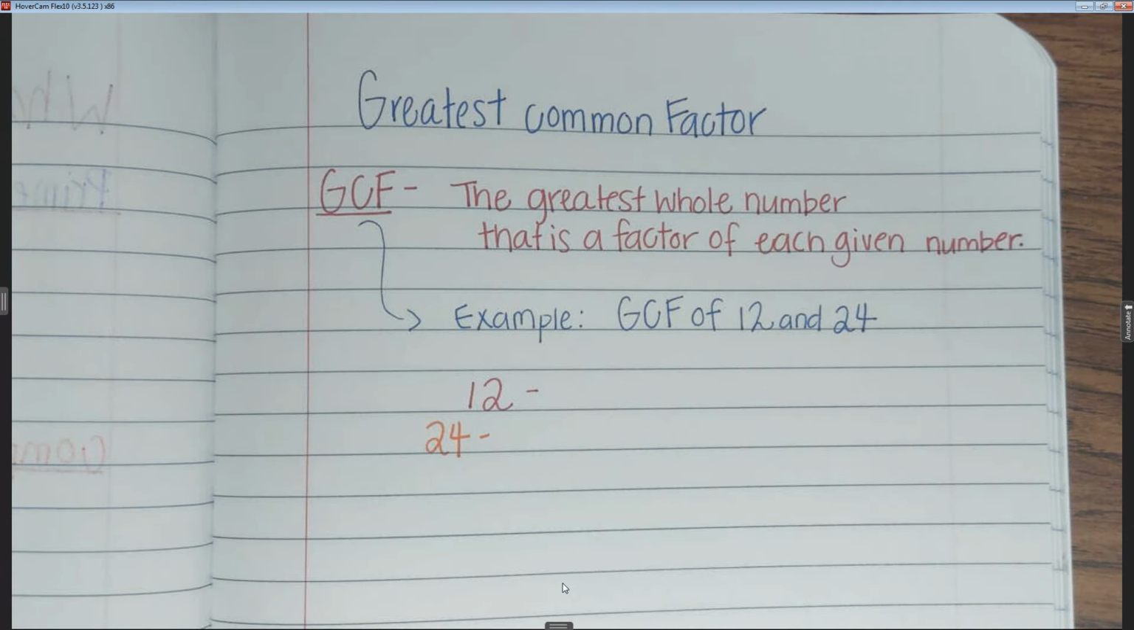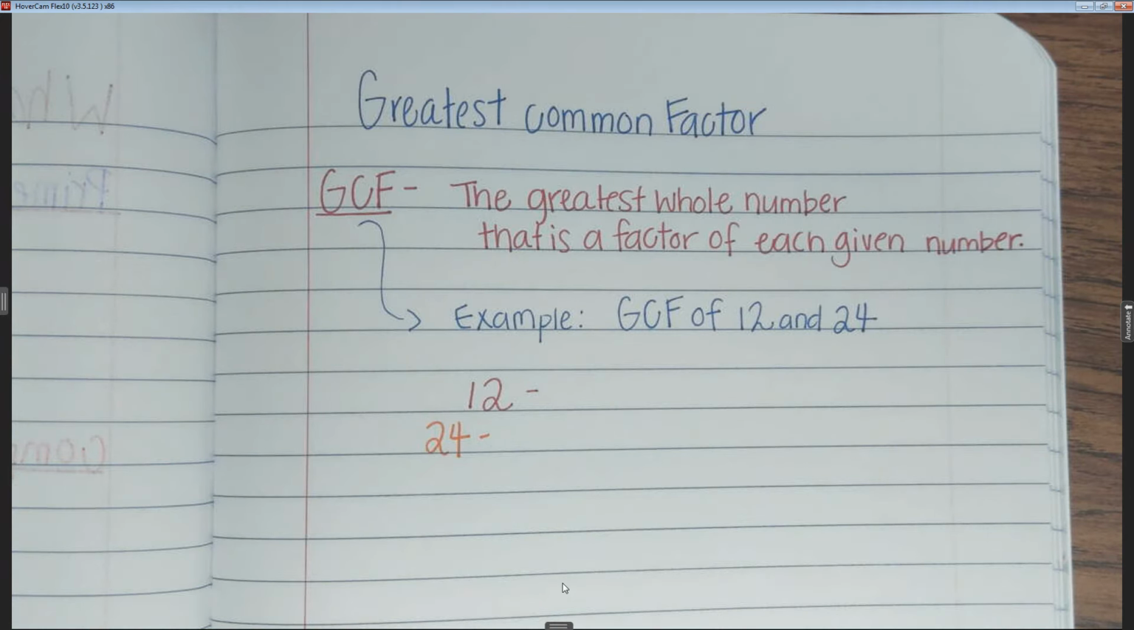So today we're going to look at greatest common factor. You'll probably hear me say GCF. It's just an acronym. It's short for greatest common factor. It is the greatest whole number that is a factor of each of the given numbers. So we're going to do one as an example.